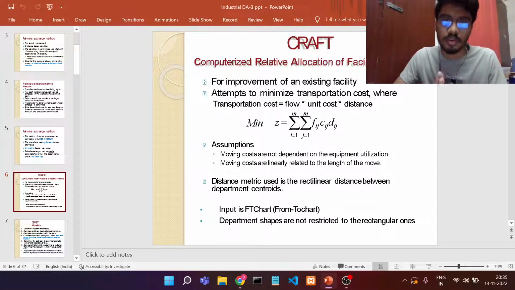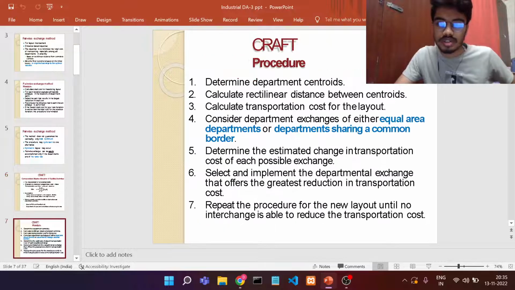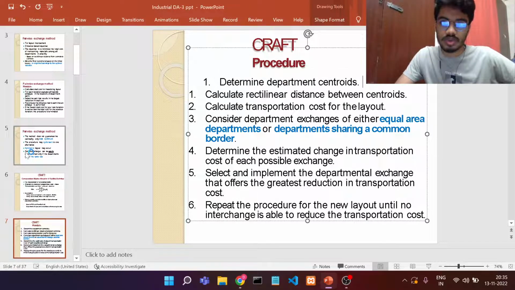So the formula is minimum of the double sigma, i equals 1 to m and j equals 1 to m, of fij, cij and dij. Here you can see the procedure to determine CRAFT: calculate the rectangular distance between the centroids, calculate the transportation cost for the layout, determine the estimated change in the transportation cost for each possible exchange, and repeat the procedure for the new layout until no interchange is able to reduce the transportation cost. So basically this is the procedure. Now we will change to the next slide.